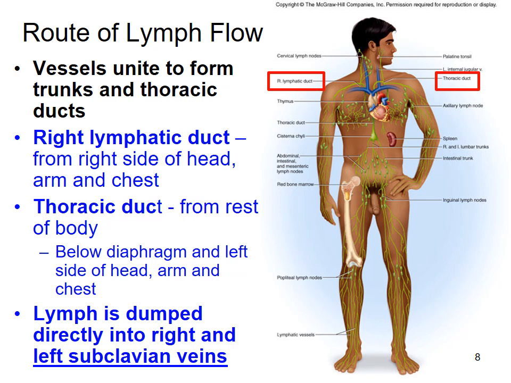If the lymph is coming from anywhere else, so below the diaphragm, the left side of the head, the left side of the arm, the left side of the chest, it's going to be funneled into the thoracic duct. And then collectively from both ducts, the lymph will flow into the left subclavian vein. Once it's in the left subclavian vein, it will make its way over to the vena cava, where it will then be dumped into the right atrium.